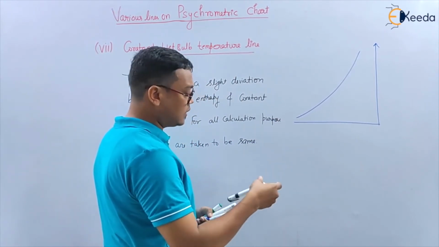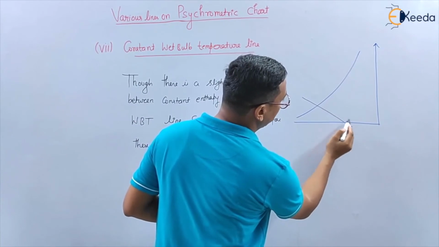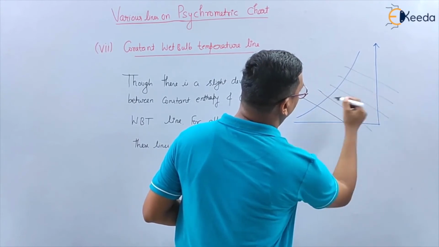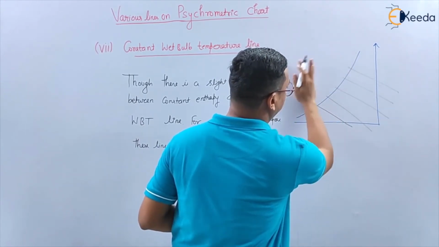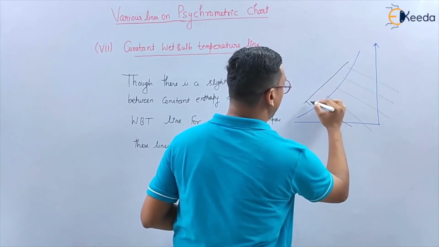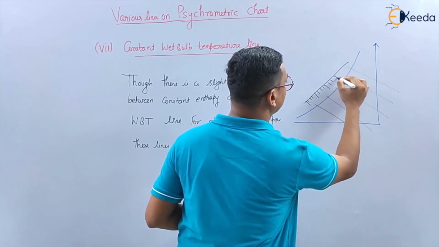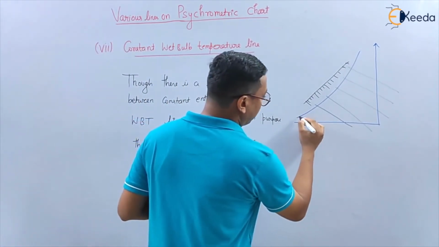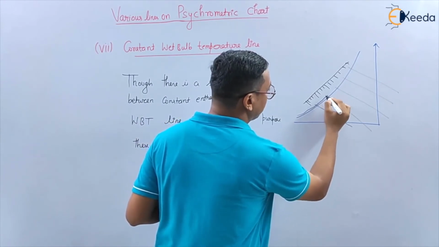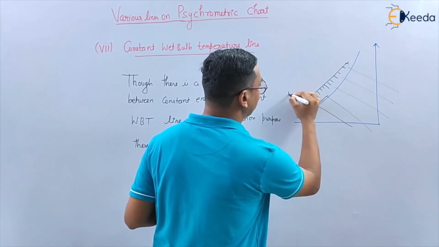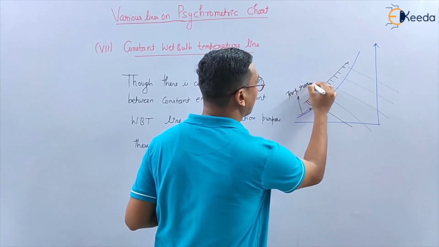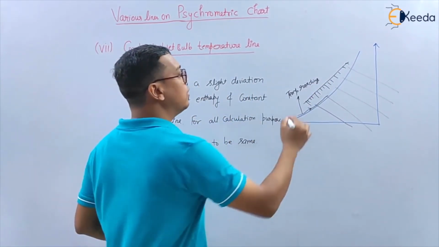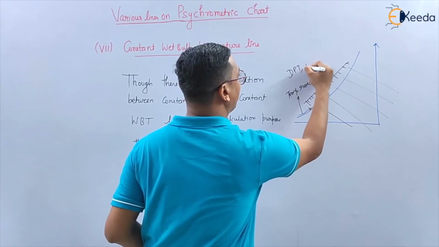If I draw this, this was the constant enthalpy line. And here the scale was there, on which I was calculating enthalpy. And on this curve, temperature reading is also there. Temperature reading for dew point temperature and wet bulb temperature.